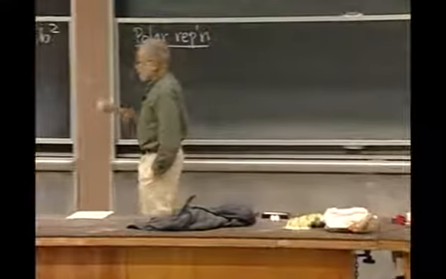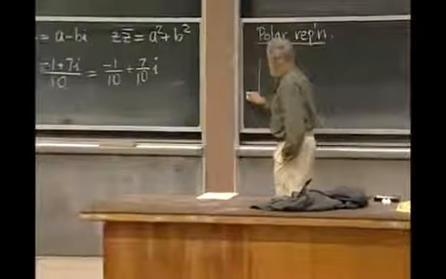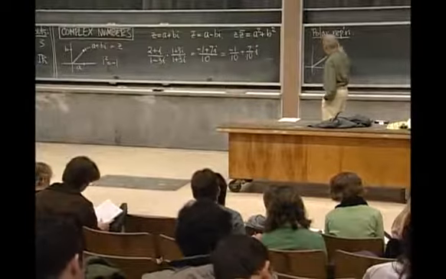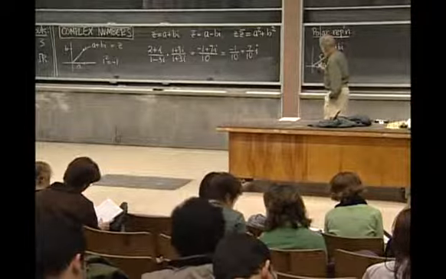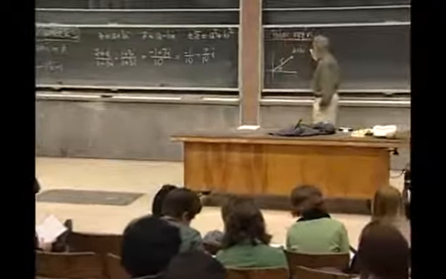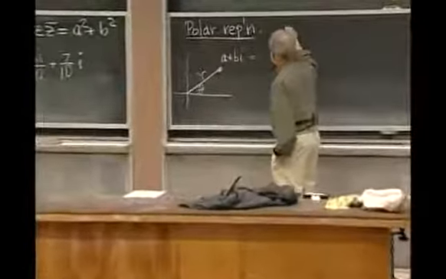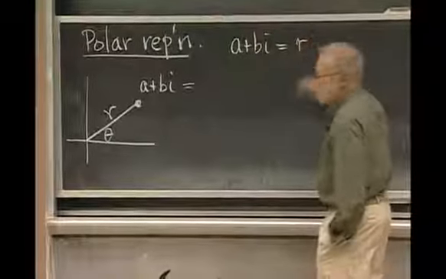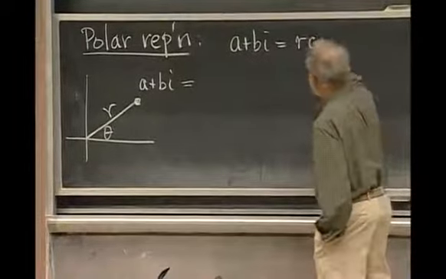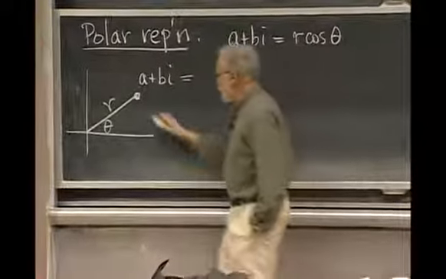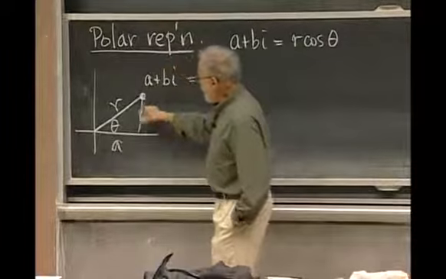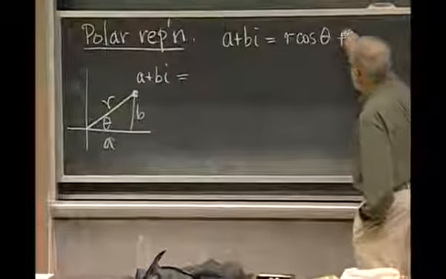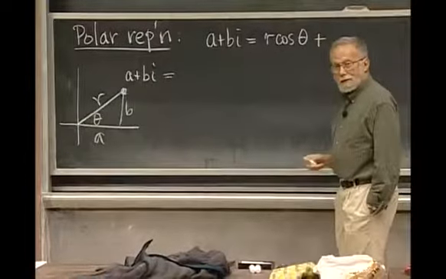The polar representation, of course, is nominally just the switch to polar coordinates. If here's a plus bi, then this is r, and that's theta, and therefore this can be written in the polar form as r cosine theta plus I times r sine theta. That's the a part, and the b part, the imaginary part, is r sine theta times I.